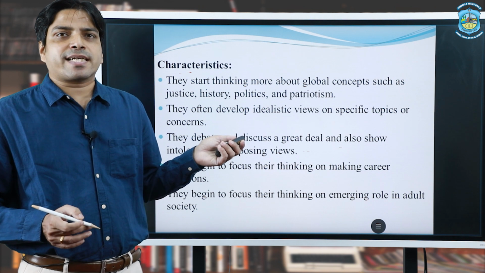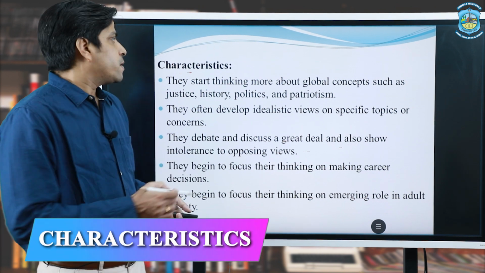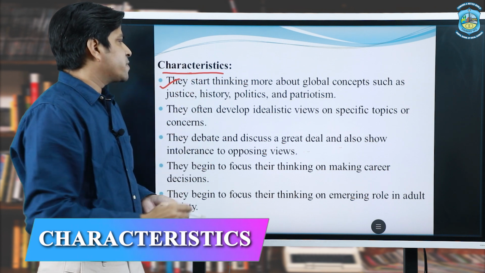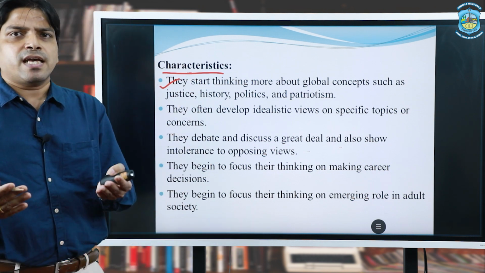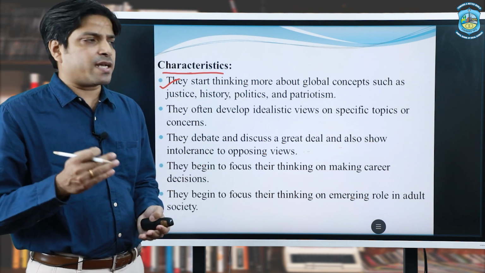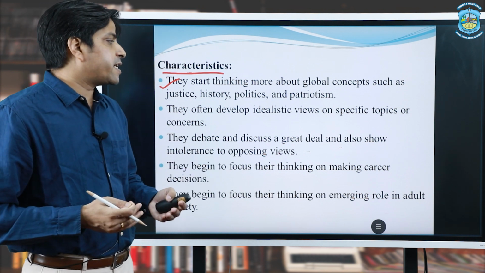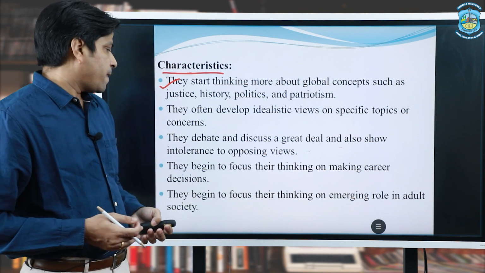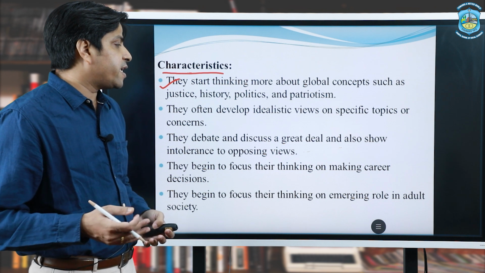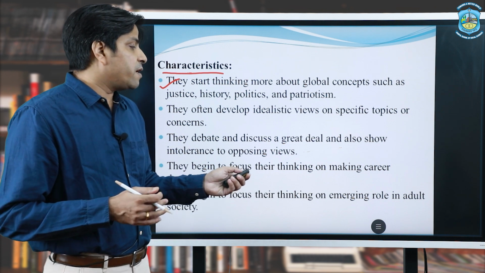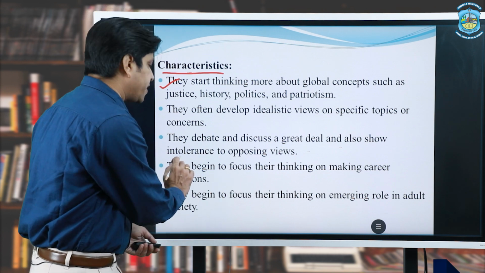Now come the characteristics of this group. They start thinking about more global concepts such as justice, history, polity, and patriotism. They often develop an idealistic view on a specific topic. They debate and discuss a great deal and also show intolerance to opposing views. And they begin to focus their thinking on making career decisions. They begin to focus their thinking on emerging roles in adult society.